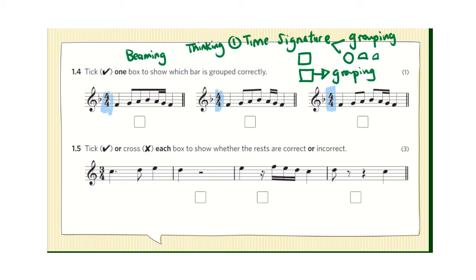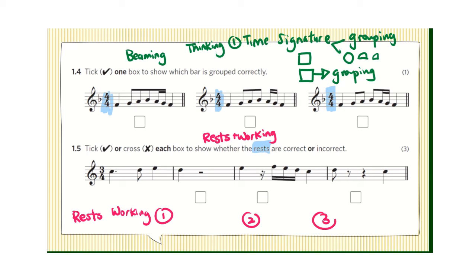Now let's move on. Question 1.5. Tick across each box to show whether the rests are correct or incorrect. So the keyword over here is rests. When you see rests at grade 2 level, you must right away think of what? The thing called rests and working. Remember rests and working? Usually there will be 3 working steps, remember?